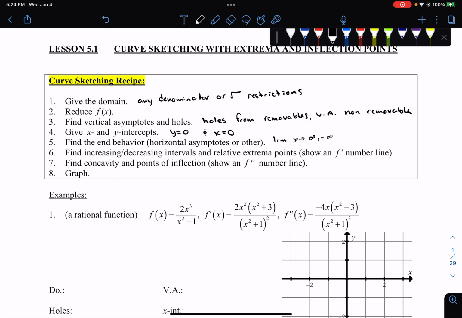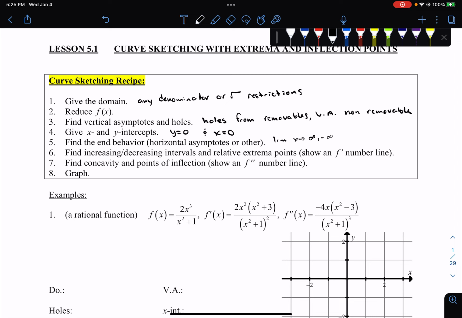Step 4 is to find the x and the y intercepts. Sometimes this is very necessary if it wants a more accurate curve. Sometimes you're just estimating the curve and you don't actually find these points. Today we will on most of these. We're going to find the x and the y intercept. So to find the x intercept, you set y equal to 0. To find the y intercept, you set x equal to 0.